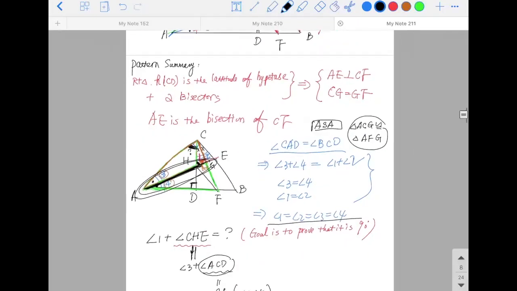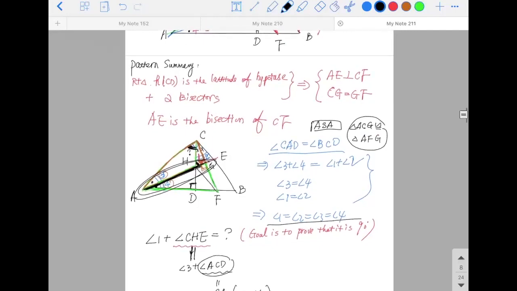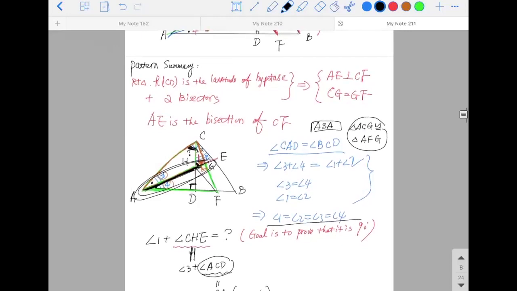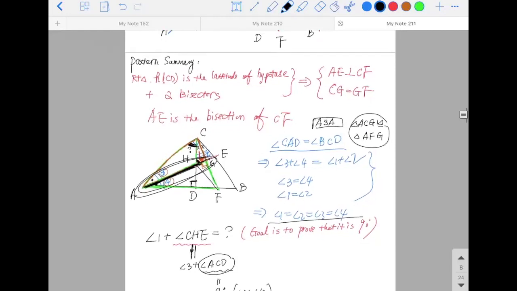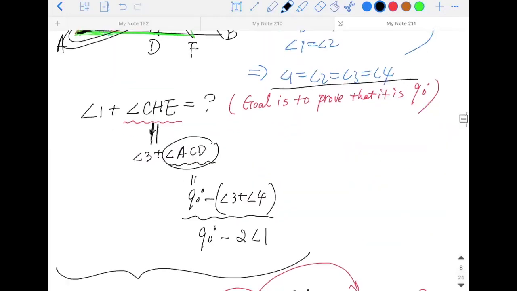So the $1 million question for this part is you need to remember a pattern. As long as you see a right triangle, a height on the hypotenuse, and then two bisectors intersecting each other, you will automatically find out one bisector is actually a bisection of the other bisector. Bisection means they are perpendicular to each other, and one cuts the other into two equal parts. Are we all good? May I have some feedback? Yes or no?